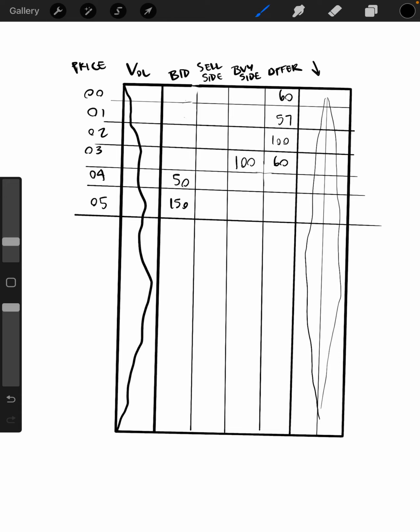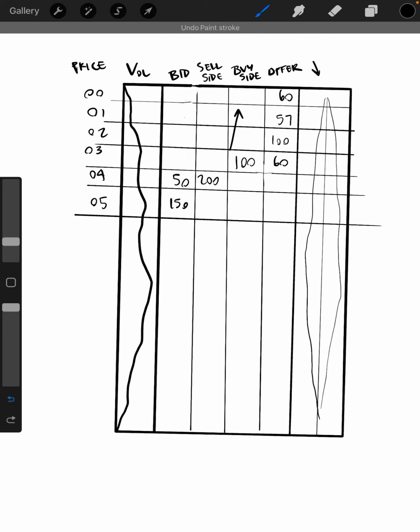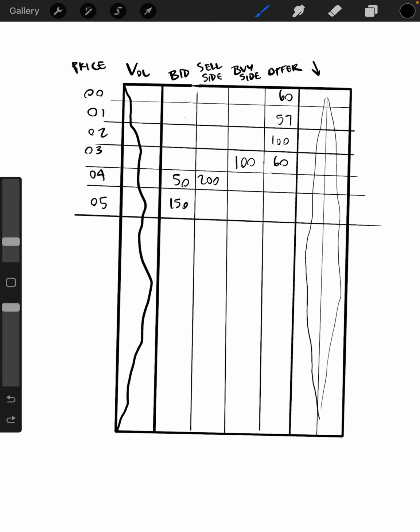Let's say it gets like 100, and then we sell 200 into here, right? And then what will happen is eventually, let's say we trade up into here, these will stay here, at least with the DOM that I use. These will stay here, and let's say we trade back into it a little bit later, like 10 or 15 seconds later, we come back down into here.